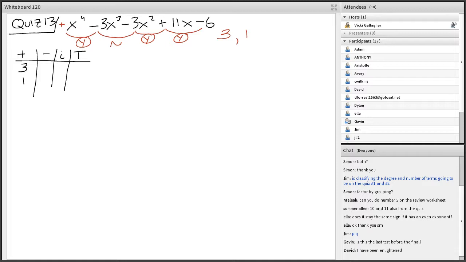Just a little side note, while we're here, the total amount of answers this problem has is 4. So I'm going to go ahead and fill in my total column with that number 4.